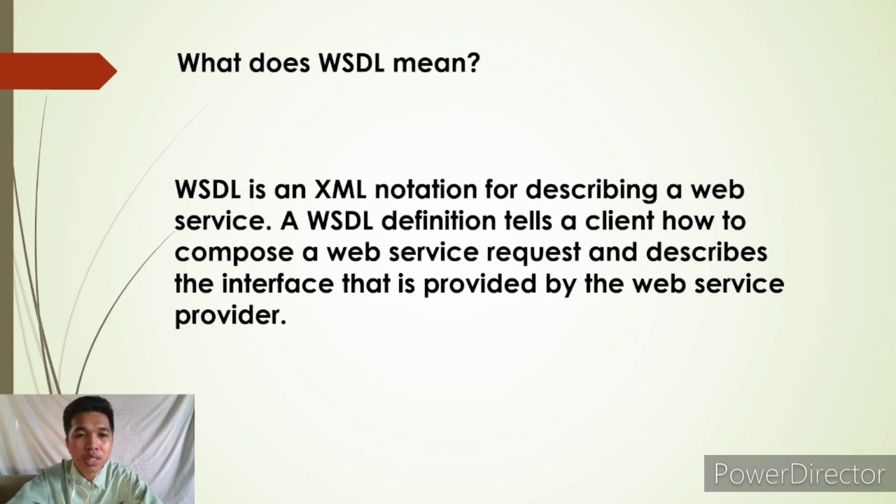So what does WSDL mean? WSDL is an XML notation for describing a web service. A WSDL definition tells a client how to compose a web service request and describes the interface that is provided by the web service provider.